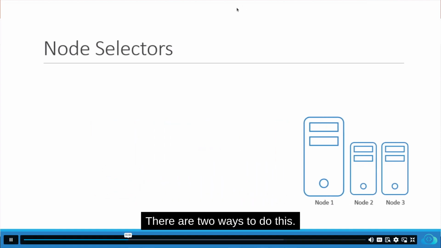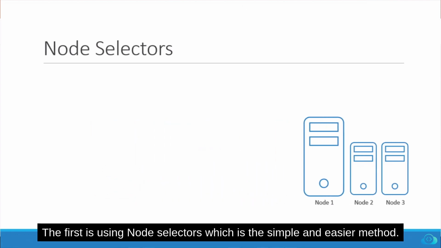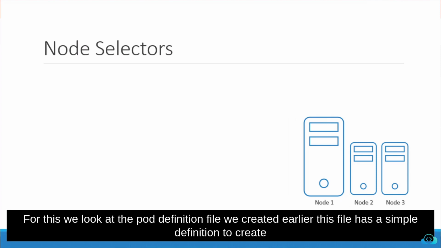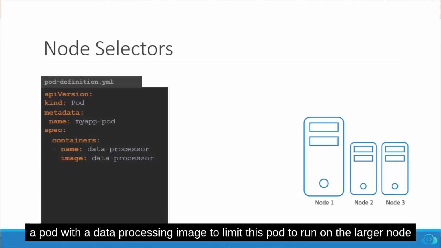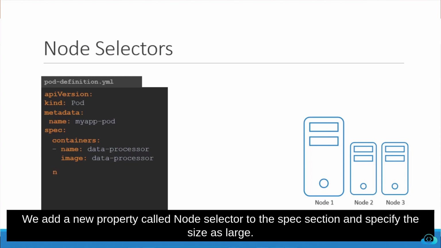There are 2 ways to do this. The first is using node selectors, which is the simple and easier method. For this, we look at the pod definition file we created earlier. This file has a simple definition to create a pod with a data processing image. To limit this pod to run on the larger node, we add a new property called node selector to the specs section and specify the size as large.